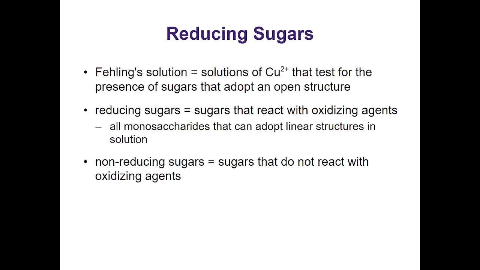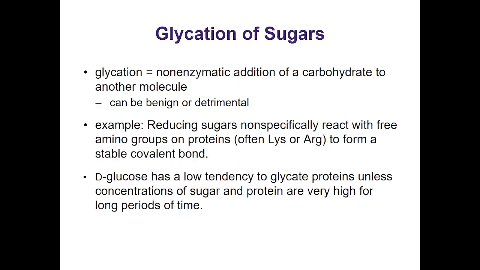Okay, so let's talk about reducing sugars. There's Fehling's solution. This is going to contain this solution of copper 2+. This is actually a test that's commonly used for the presence of sugars that adopt an open structure. Reducing sugars are the sugars that are going to react with oxidizing agents. All monosaccharides that can adopt linear structures in solution are going to be reducing sugars. Non-reducing sugars are going to be sugars that do not react with oxidizing agents. If it does not unfold, it would not be able to react, but also if it didn't have a carbonyl for some reason, it also would not react. Or if we block the carbonyl somehow.